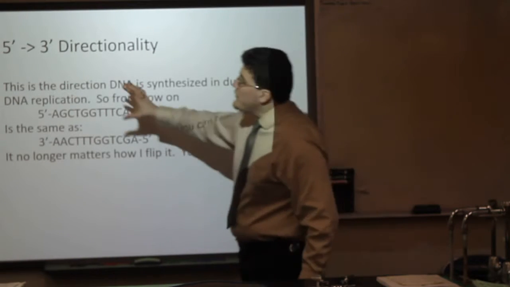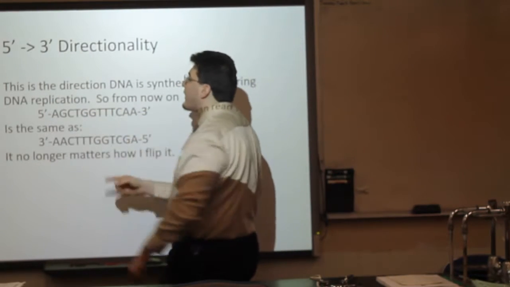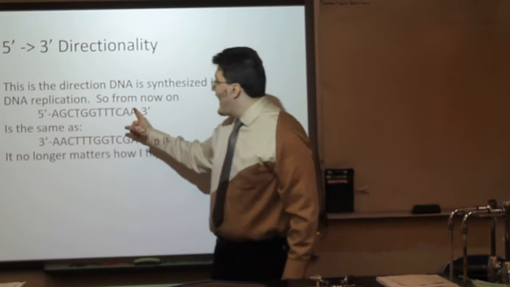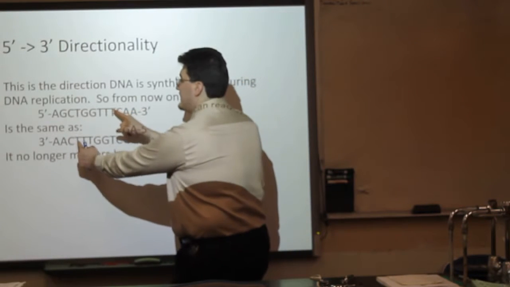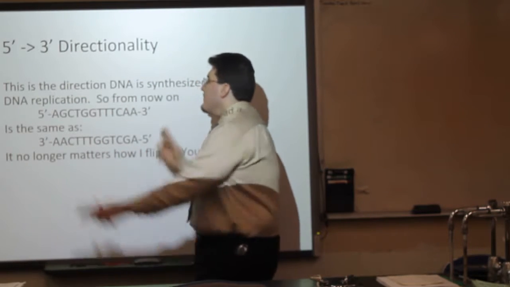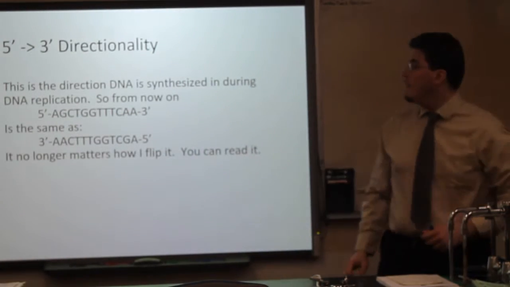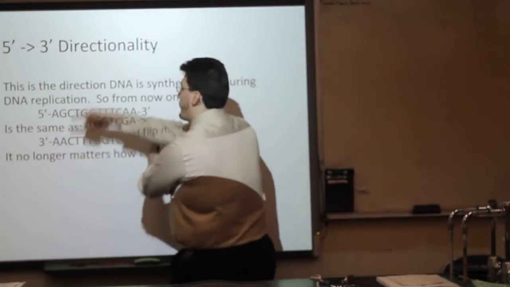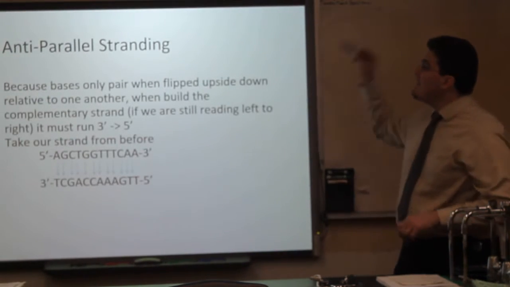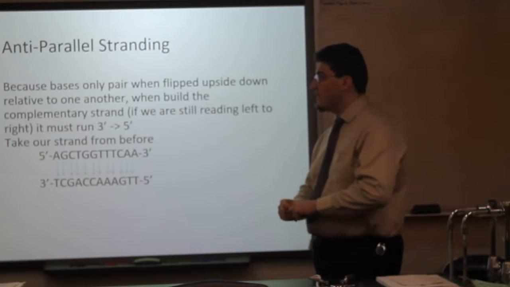So, if you have a 5' here and a 3' here, it doesn't matter if you flip it backwards, we can read this back and forth, it's the same strand. A, A, C, T, T, T, G, G, T, C, G, A. They run backward to each other, but these are the same molecules flipped backward. So you just rotate this, and it's the same. Anti-parallel stranding. Base pairs only pair correctly when they are flipped upside down relative to one another.